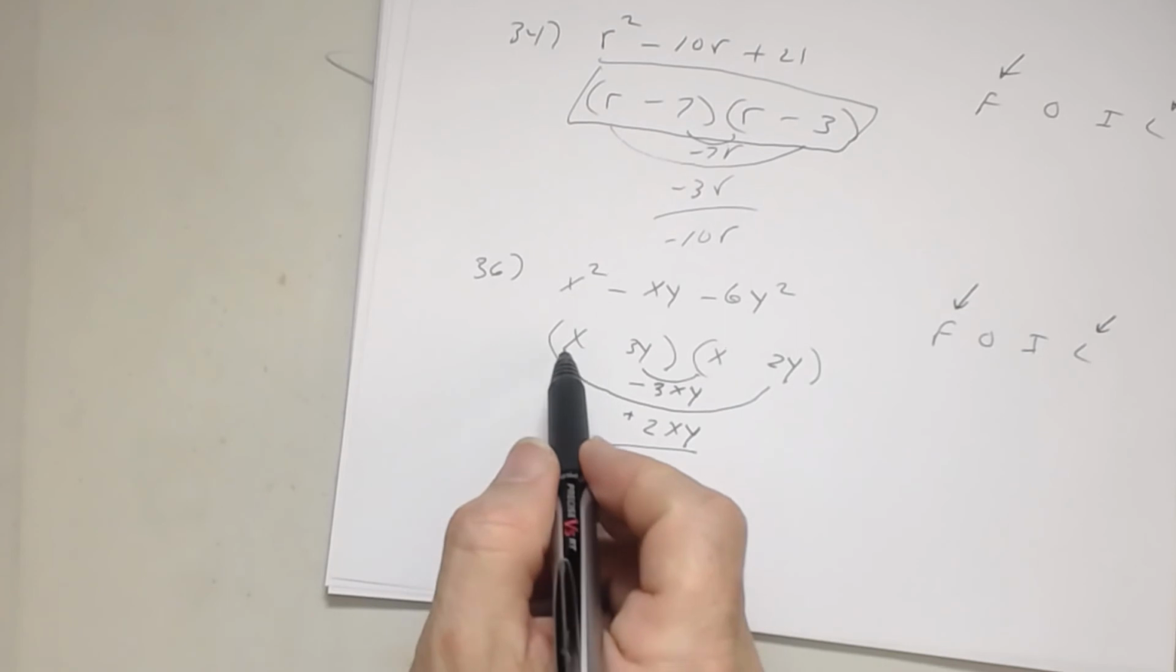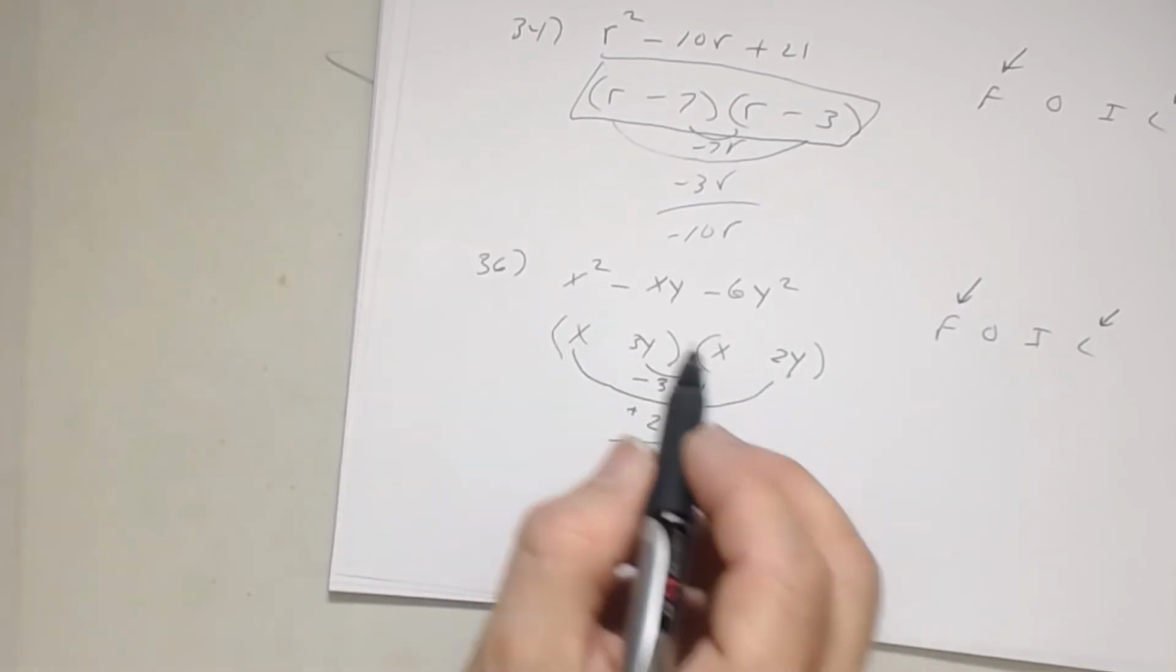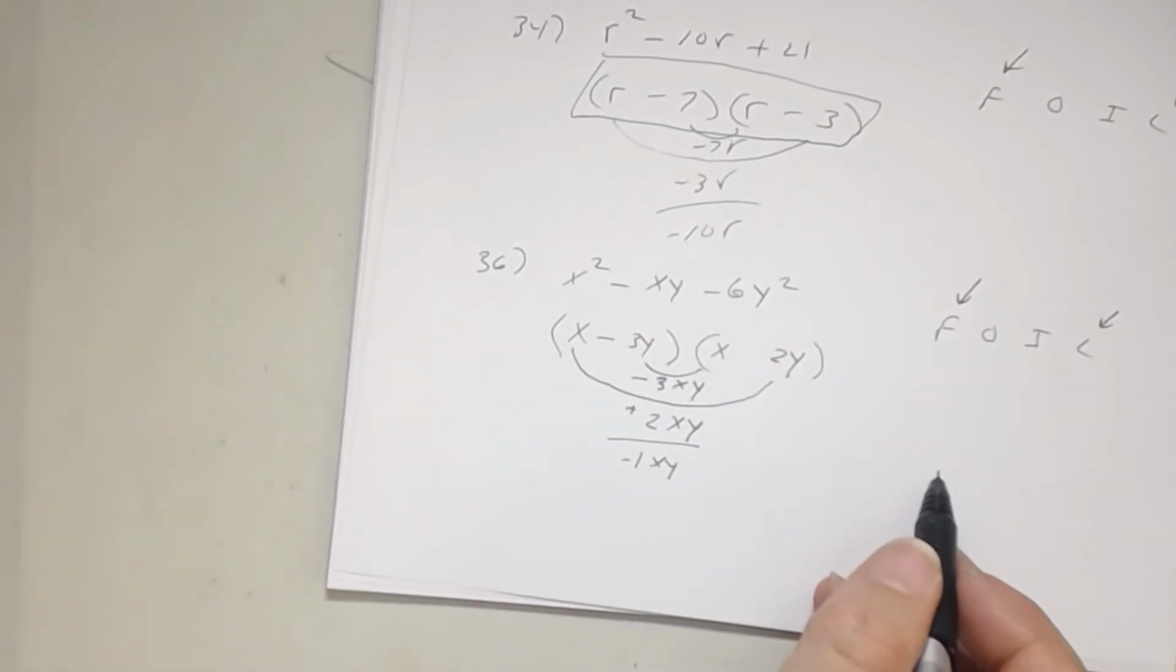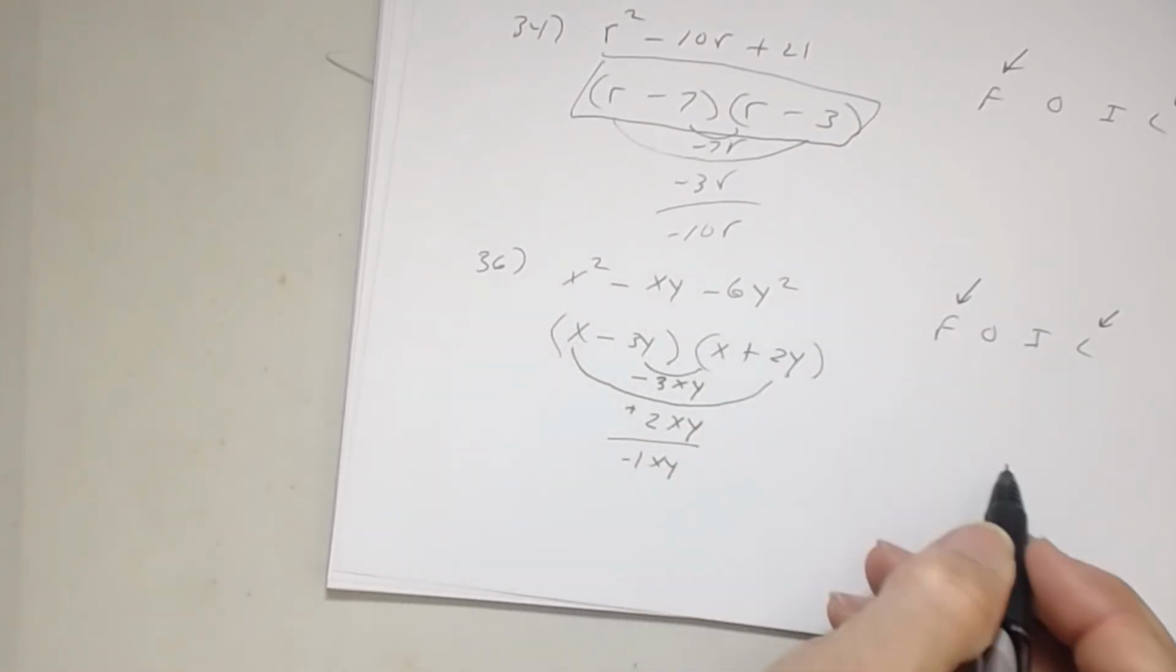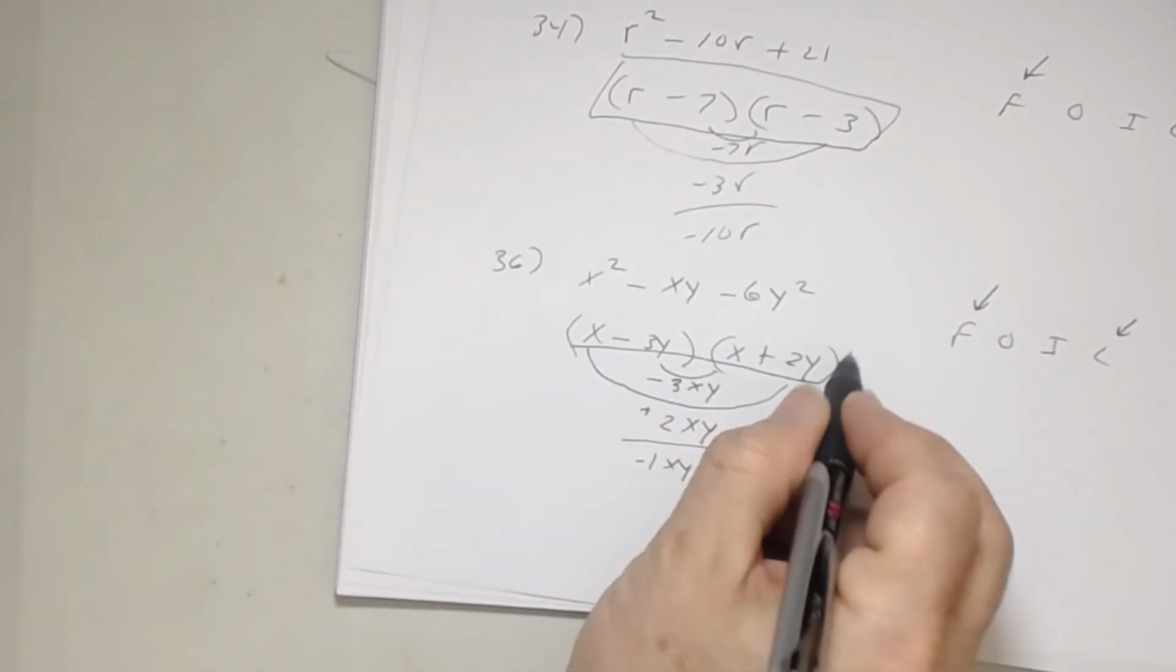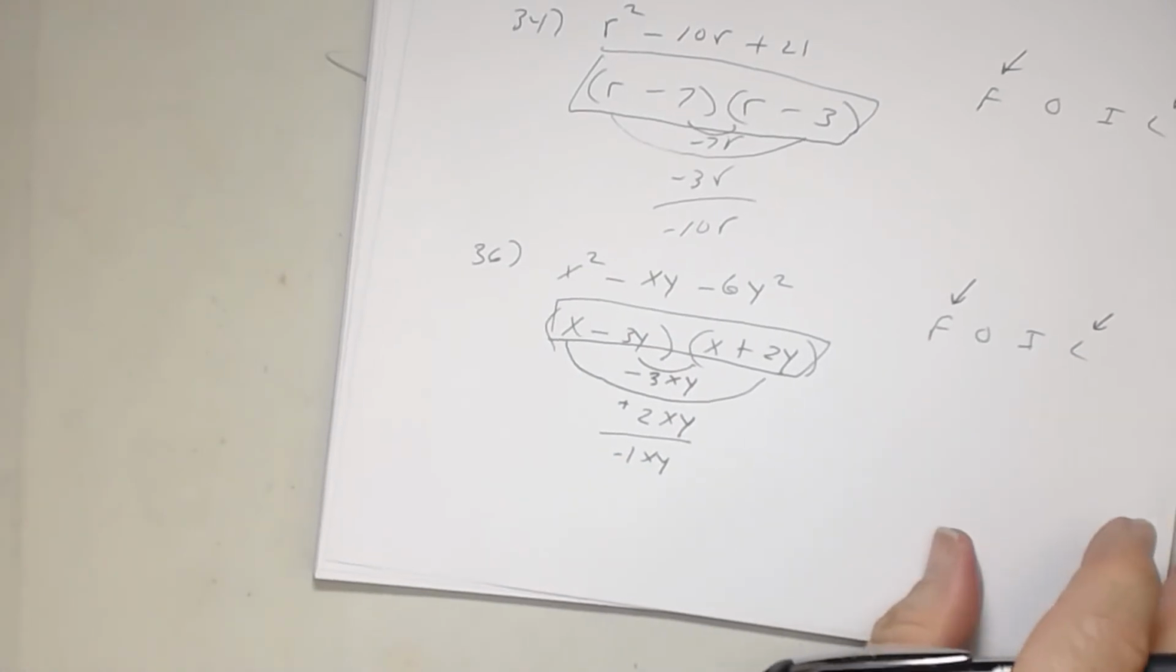I'm just going to put the signs. So the first binomial will be x minus 3y, and the second will be x plus 2y. That's your answer for 36.